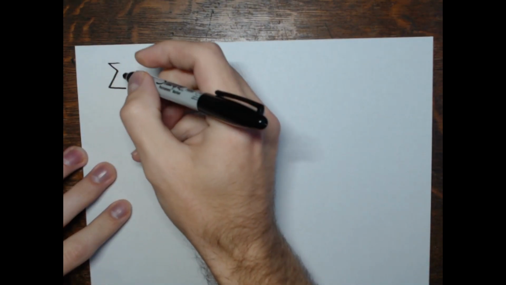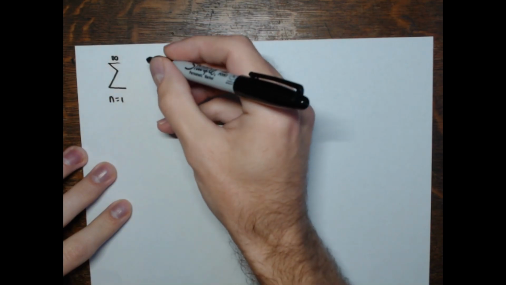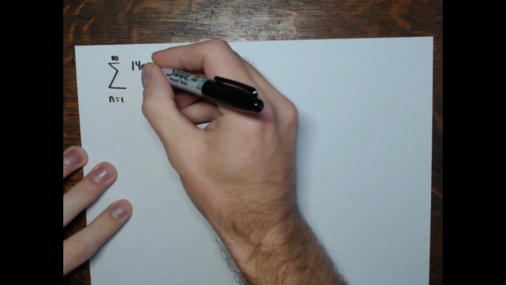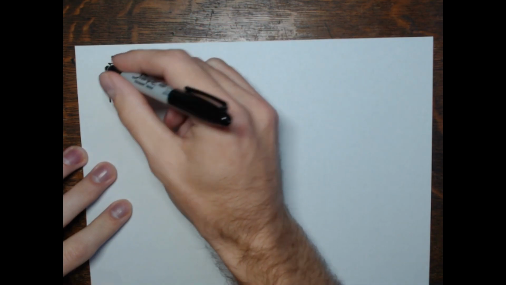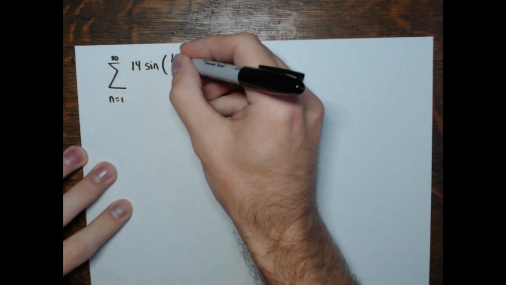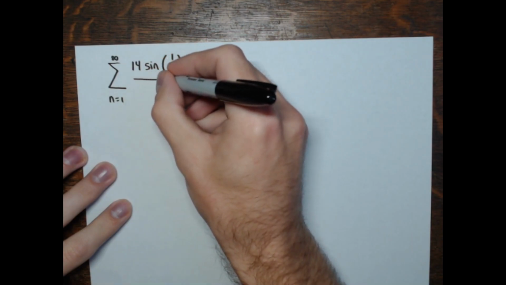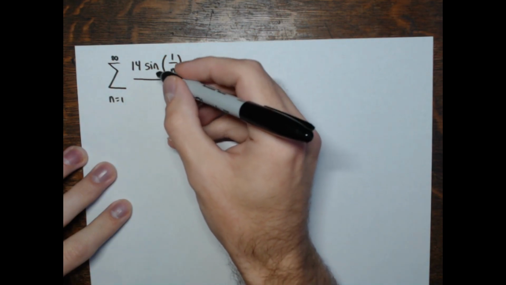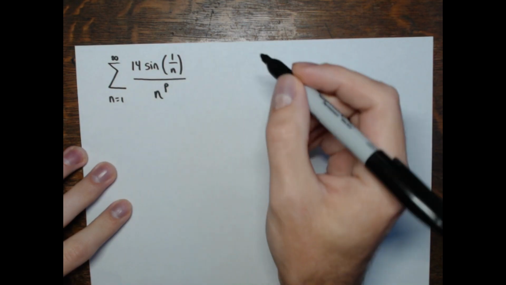So we're given this series, the sum from n equals 1 to infinity of 14, which again, the 14 won't really matter all that much. Constant multiples can be pulled out, times the sine of 1 over n, divided by n to the p.